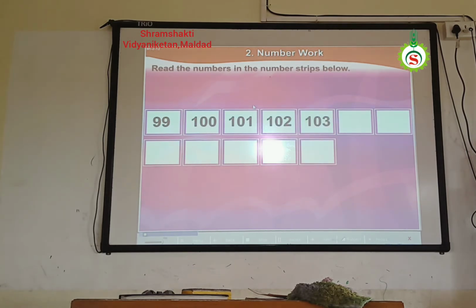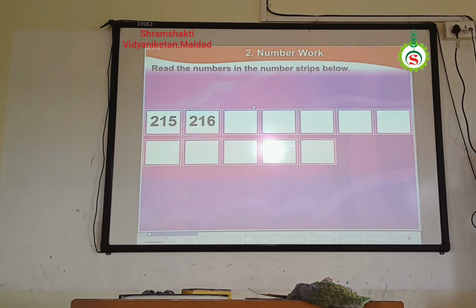102, 103, 104, 105, 106, 107, 108, 109, 110. Now the next strip.